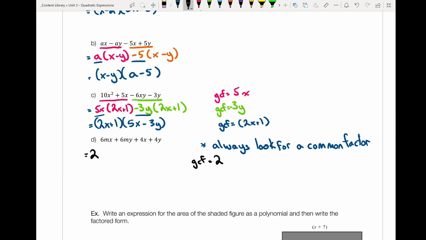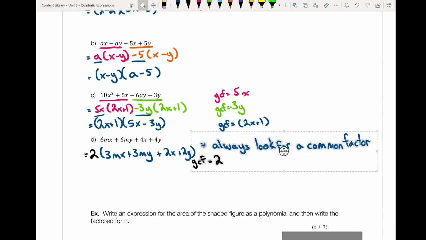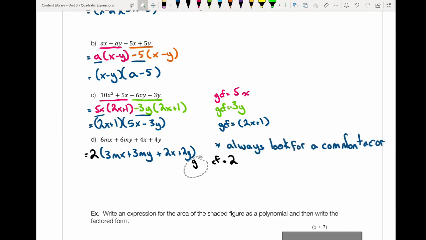So if I wanted to rewrite this or factor out 2, I would get 3mx plus 3my plus 2x plus 2y. So I've common factored out a 2. Let me just give myself a little bit more space here. Now what I want to do is I want to factor this by grouping. I want to see, is there anything I can do in certain parts?